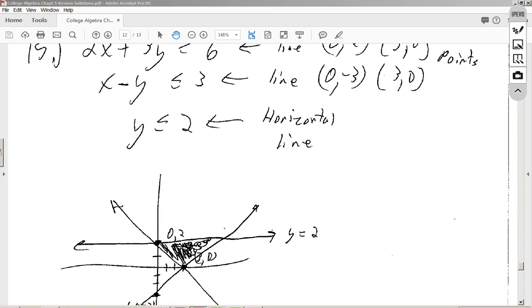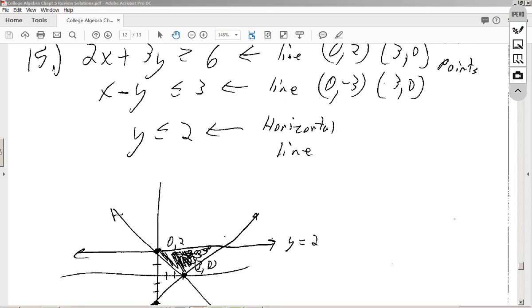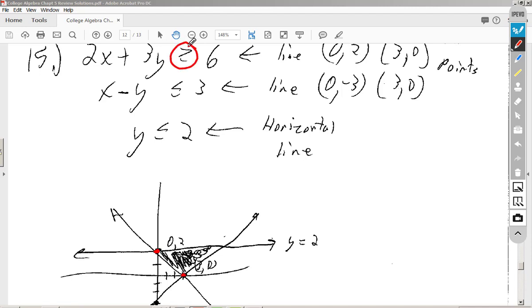The first thing I'm going to do is plot that top line. Let's see if I can get this all on the same screen at the same time. I'm going to go to (0, 2), so I'll put my dot there. I'm going to go to (3, 0), put my dot there. I check to see whether it is a solid or a dotted line. This tells me that it's going to be solid since it's equal to. So when I go to draw my line, I've got this solid line sitting right here.